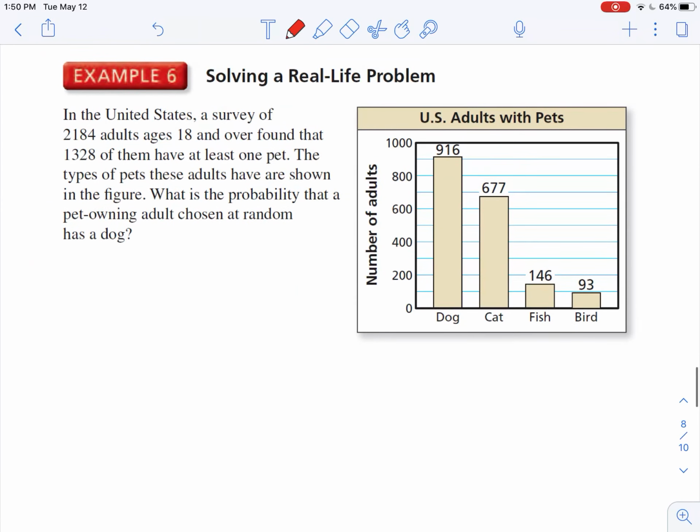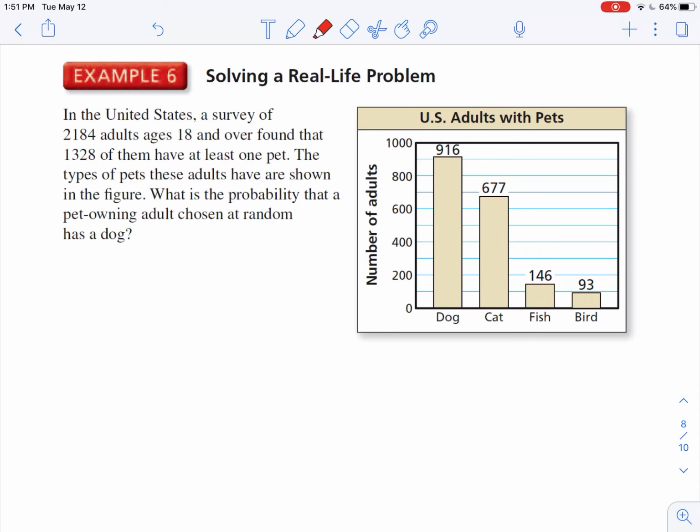All right, we've got one more example here. And this is sort of where we were talking about a red herring before, but let's read through all the words here in the story. So it says, in the United States, a survey of 2,184 adults ages 18 and over found that 1,328 of them have at least one pet. And then it says the types of pets of these adults are shown in the table. What is the probability that a pet-owning adult chosen at random has a dog?